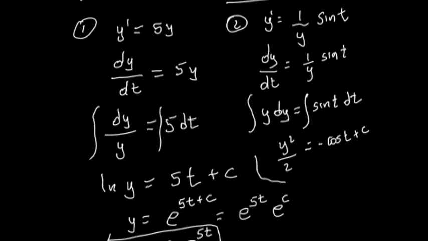Don't forget the constant. Then we have y squared equal to negative 2 cosine of t plus c. Note that it should be 2c, but 2c is another constant, so I'm just putting c. So my final answer is y squared equal minus 2 cosine of t plus c. You can either express it like that, or if you want, you can use the square root. See how this is very simple, very straightforward, shouldn't take you too long.